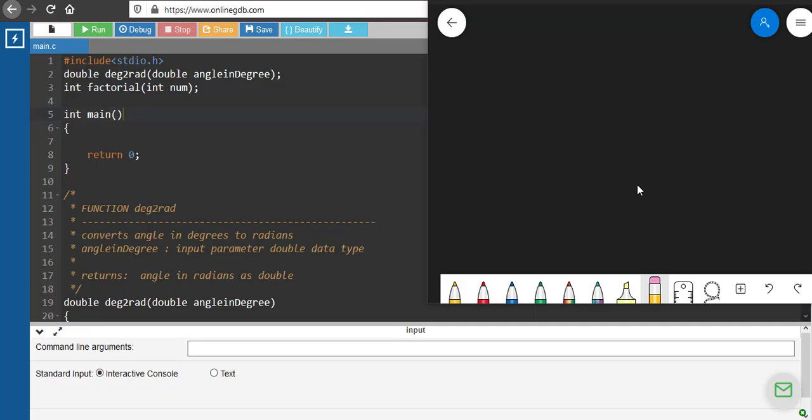So welcome to the next video. So past few videos we have been doing some examples on functions. So here also we are going to do the same. One more example and last example on functions.